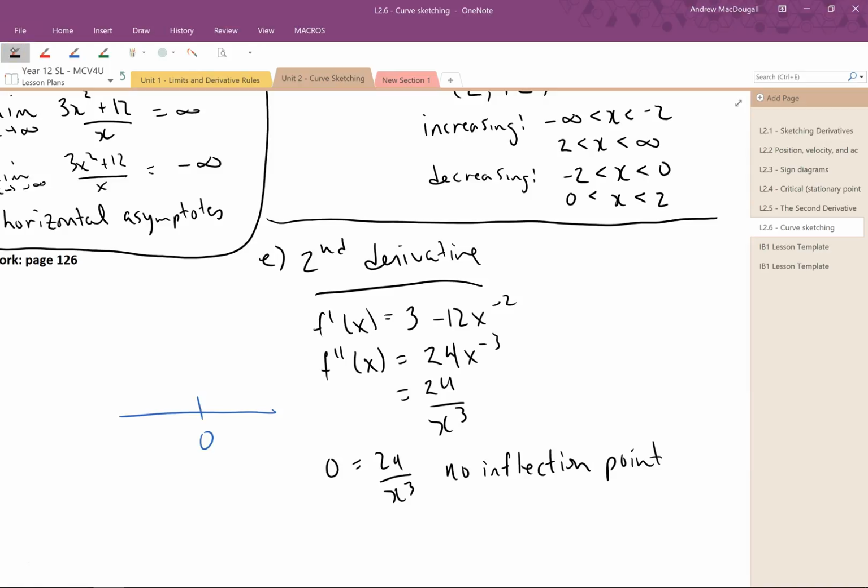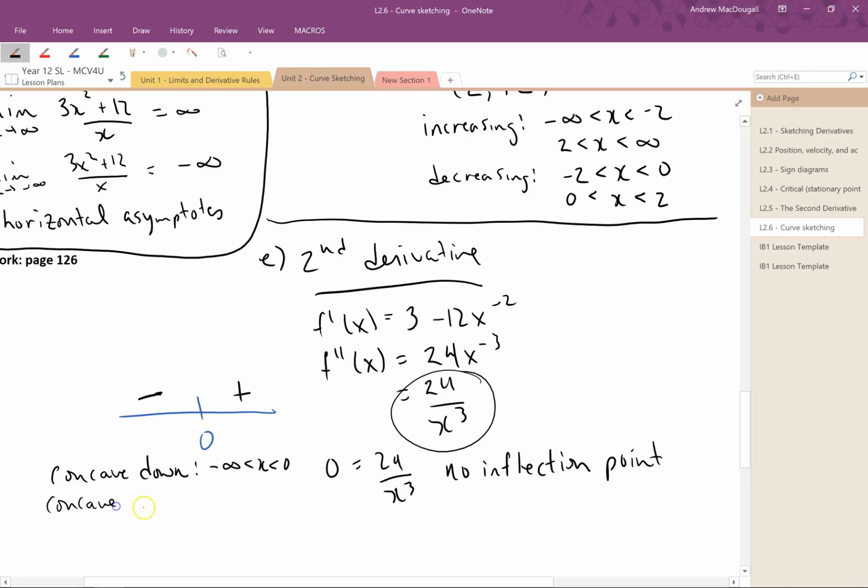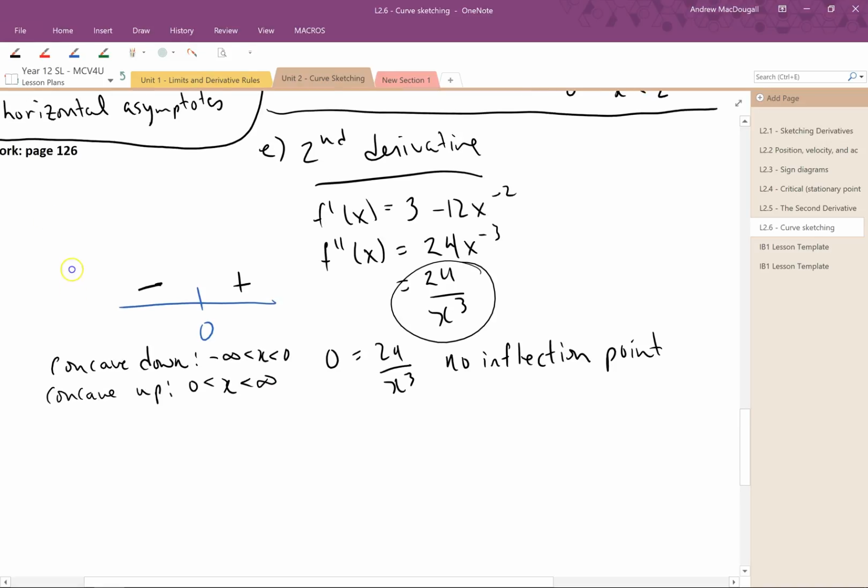So if I plug a negative number into f double prime, I would get a negative number. And if I were to plug in a positive, I would get a positive. So indeed, it is concave down left of the vertical asymptote, and it's concave up to the right of it. Whew. Okay, so I think we are ready to sketch our graph.